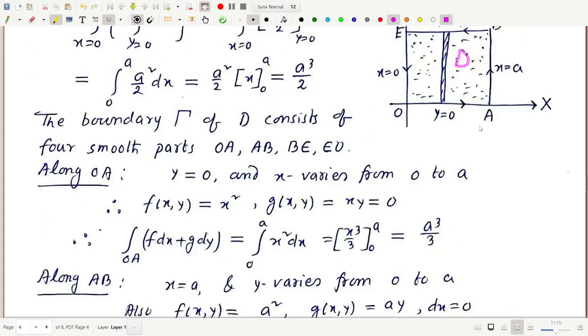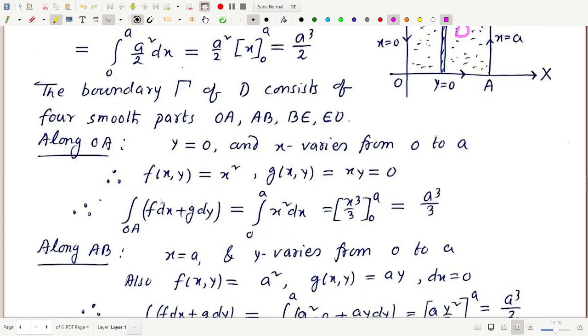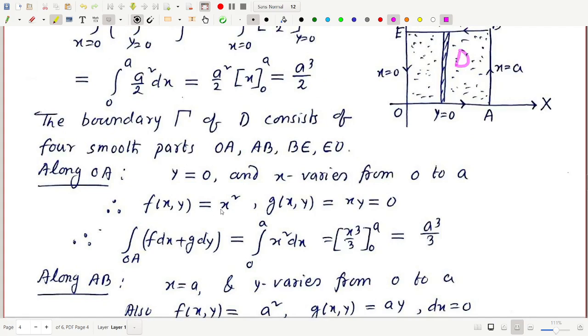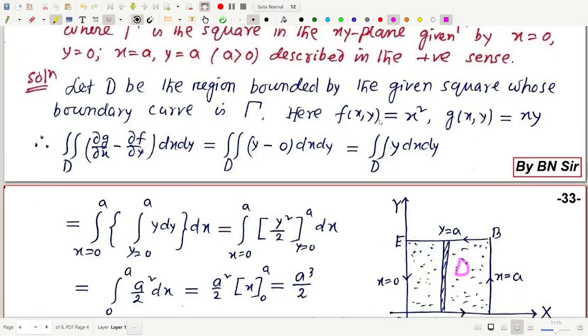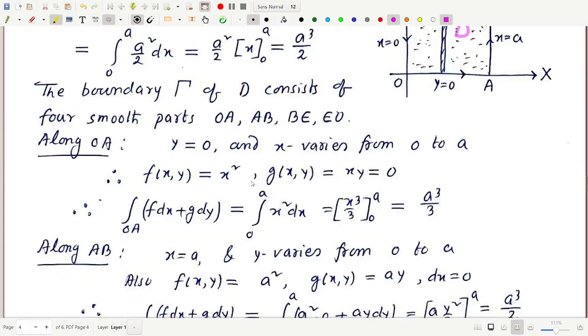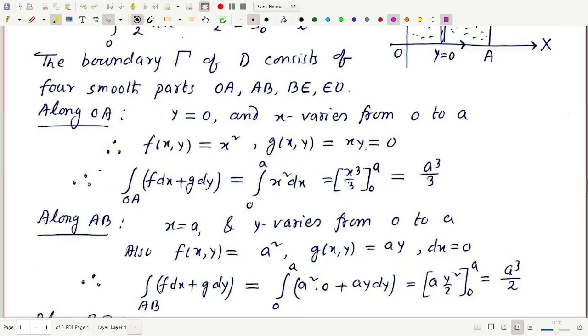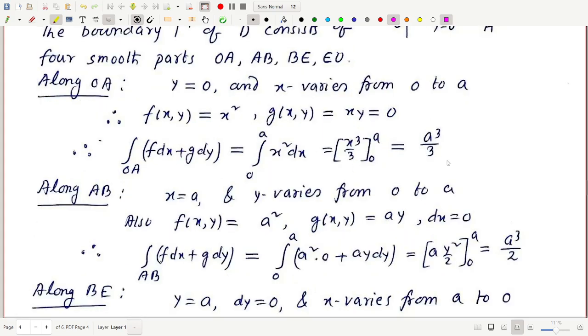Along OA, what we see, this is along the x-axis, means y equal to 0, and x varies from 0 to a. f(x,y) is x square, and g(x,y) is xy, but y is 0, so that's why g(x,y) is 0. Therefore the line integral along the part OA is equal to f dx plus g dy, which becomes here only x square dx, because g is 0. So it is a simple integral, x cube by 3, means a cube by 3 will be coming.